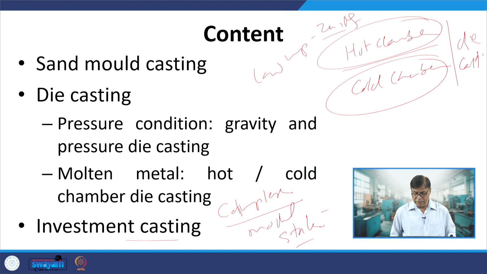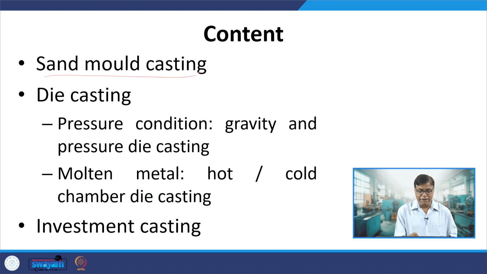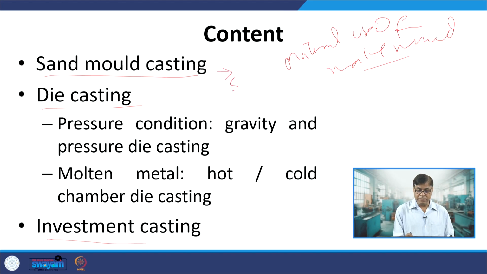And then investment casting is particularly used for making complex shape jobs, models and statues like this, but it is primarily used on a low scale for making this kind of product. So, we will be talking about the various aspects associated with these three processes: sand mold casting, die casting and investment casting. These processes differ in terms of the material used for making the mold. As I said, in sand mold casting we use sand, in die casting we use metal, and in investment casting it is basically a ceramic material.